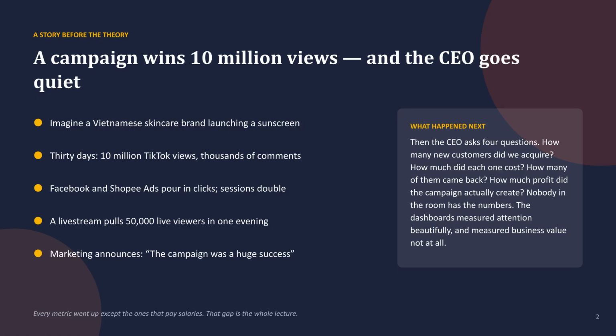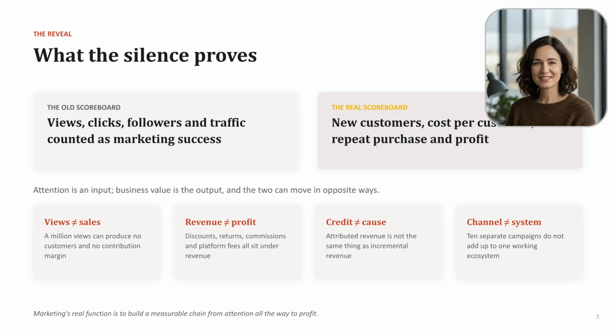Imagine a campaign with 10 million views. It sounds successful, but if the CEO asks about new customer acquisition, cost, repeat purchases, or actual profit, and no one knows the answer, that's a problem. Measuring attention is easy, but measuring value is the real challenge. This silence proves that views are not sales and revenue is not profit.